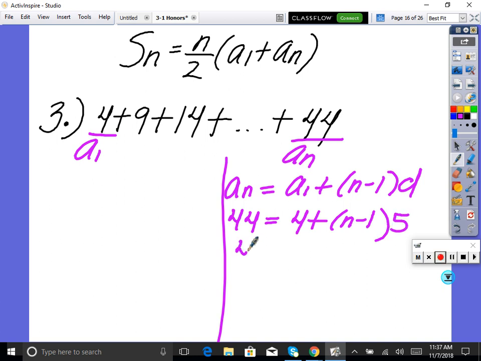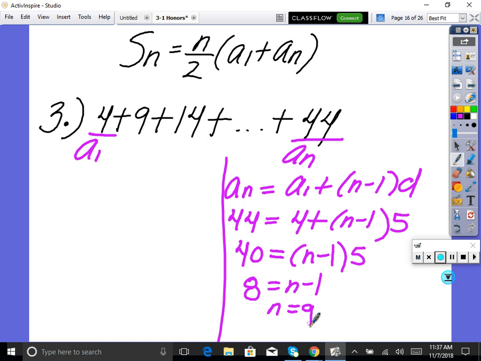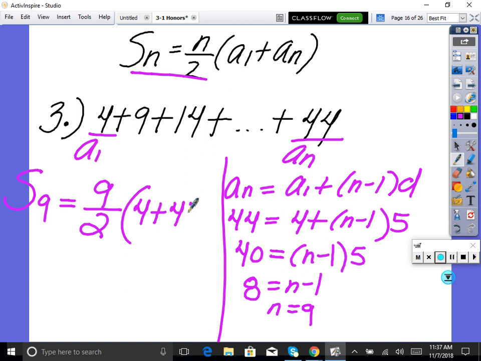Subtract 4. So we have 40 is equal to n minus 1 times 5. Divide by 5. 8 is equal to n minus 1. So n equals 9. It's just algebra. So now we know we're summing up 9 terms. The sum of our 9 terms will be equal to 9 over 2. Plug it into our formula for sum: a sub 1 is 4 plus a sub n is 44. Calculating it, you get 216.